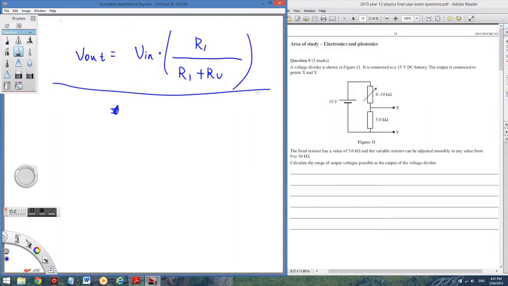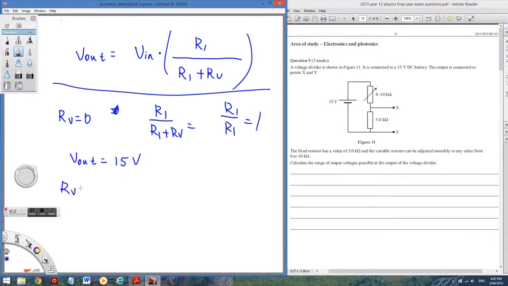I'm going to do the same question using different ways. Okay. So if the variable resistor will be 0, okay, this one will be 1. So my V out must be same as the voltage input, which is 15 volts.